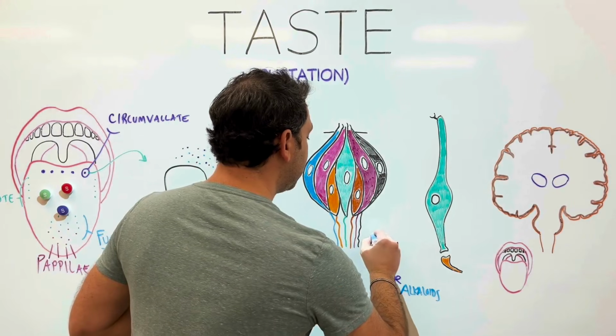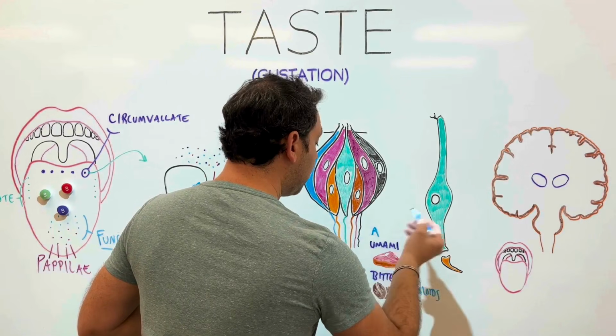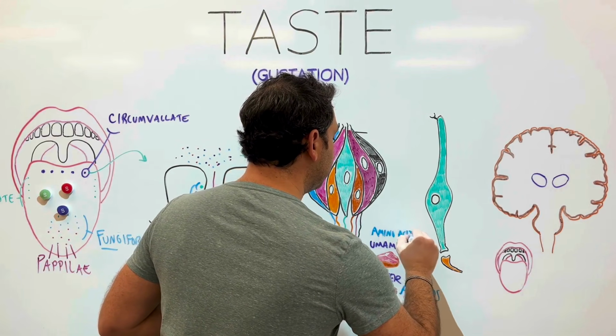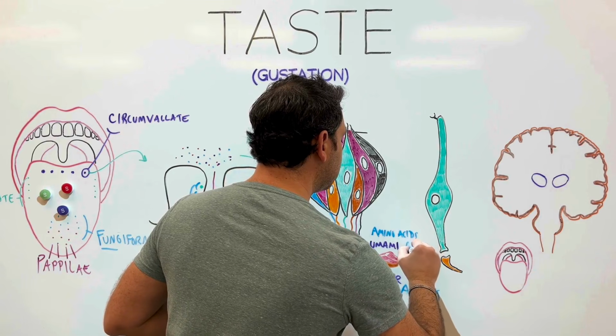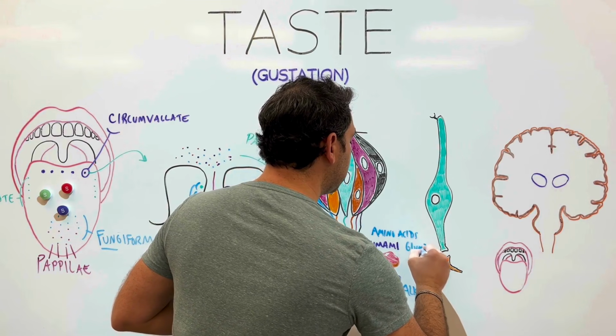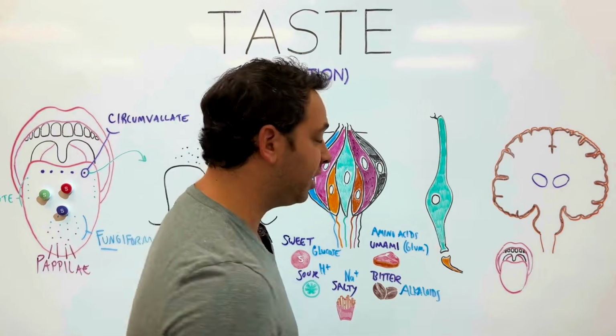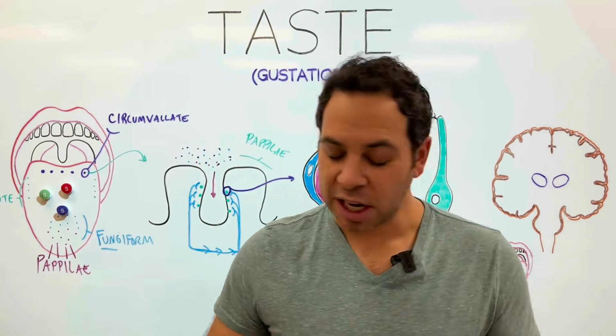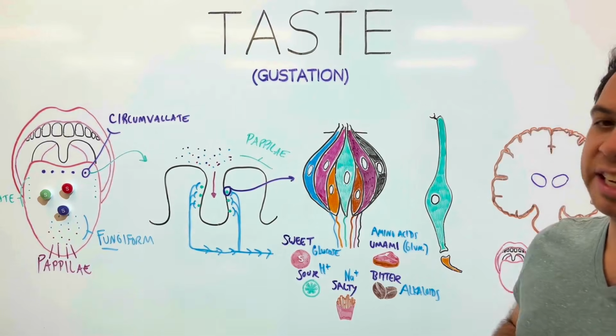And umami is your tongue picking up different types of amino acids, specifically one called glutamate. So we talk about foods having MSG. That G is glutamate, which gives it that savory umami flavor. So this is kind of what your tongue is picking up.